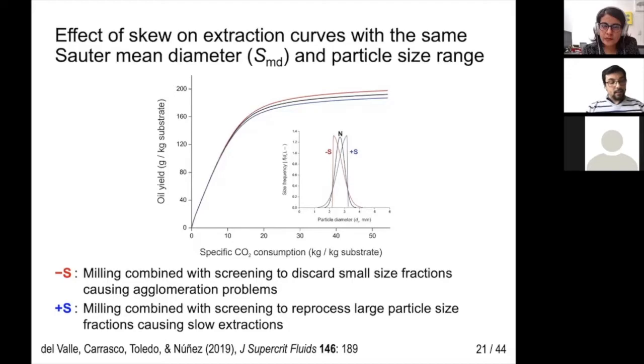A negatively skewed distribution represents a packed bed formed by particles that pass through the opening of a sieve. This is the case when attempting to avoid agglomeration problems of fine particles within the extraction vessel, and this results in fast extraction.